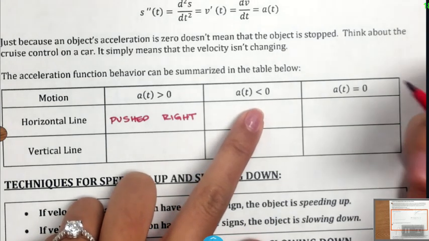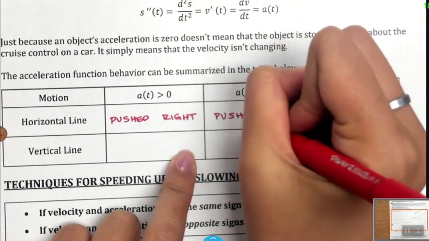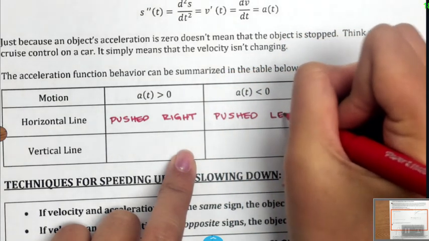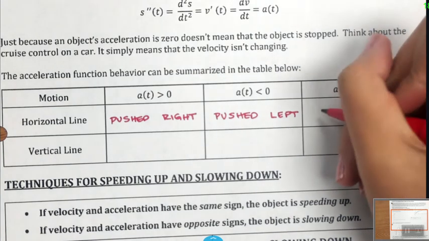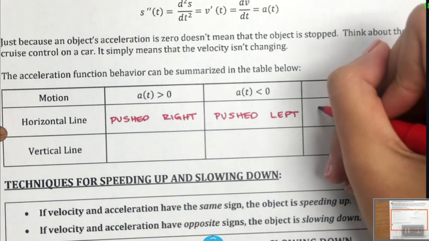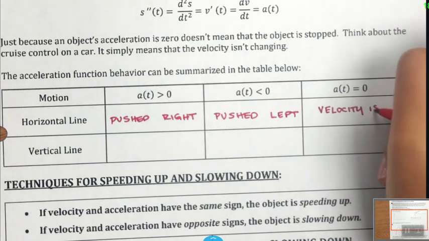If your acceleration is negative, then you're being pushed left. And if your acceleration is 0, be careful. That doesn't mean that you're not moving. It means that your velocity is constant.